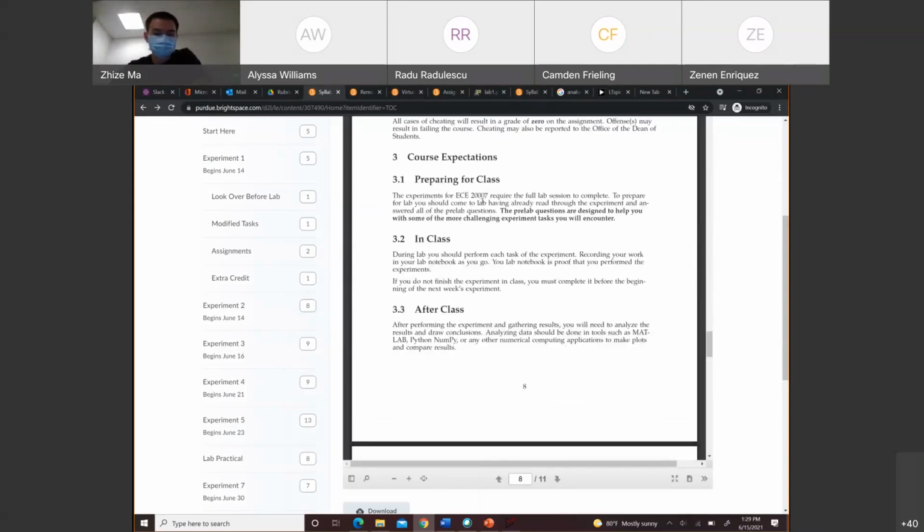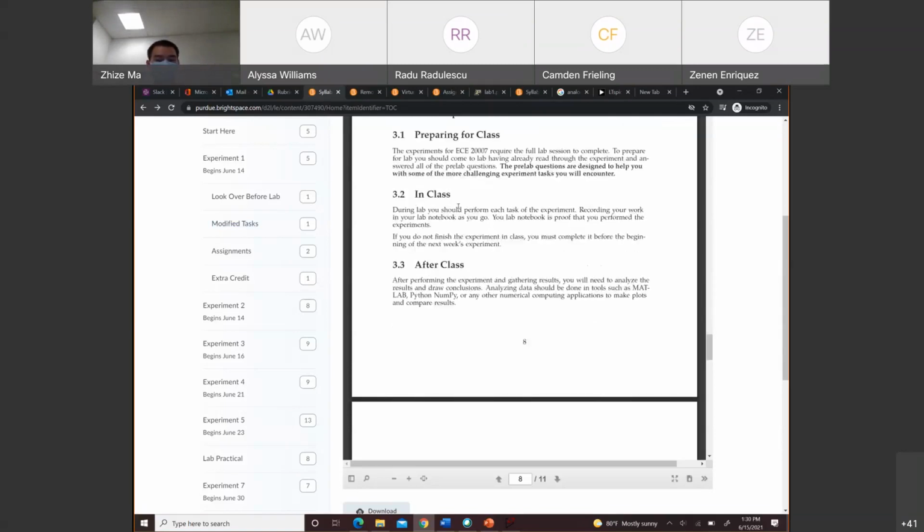Okay, so here, number 3, class expectations. That's an important point. There are a couple of things you need to do before you attend the class. First of all, you need to read through the lab manual. Those information are very helpful. And after you read the lab manual, you should be able to finish the pre-lab. Remember, finish the pre-lab and submit it before the next lab. You can write down the answers on paper and take a photo.